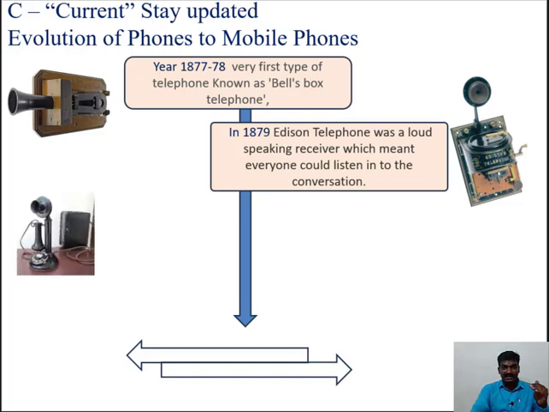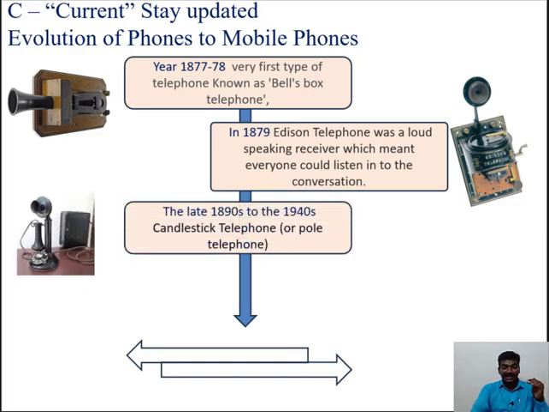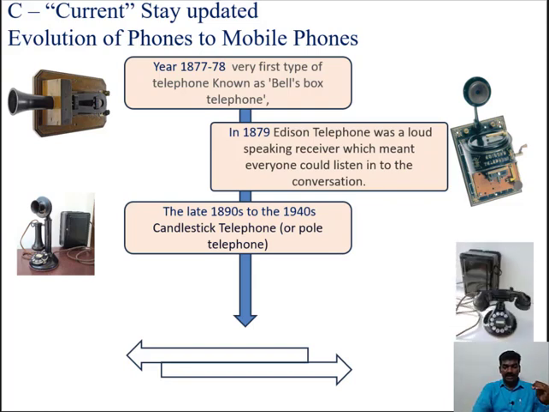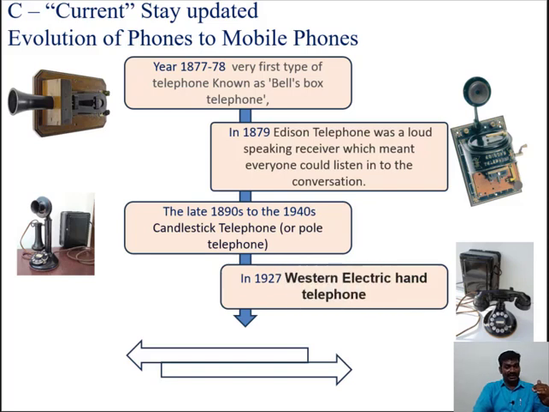Can anyone guess what it is? It is the candlestick telephone or a pole telephone. It was used in the period of the 1890s to 1940s. And then what is this? In 1927, they started using this Western Electric hand telephone.